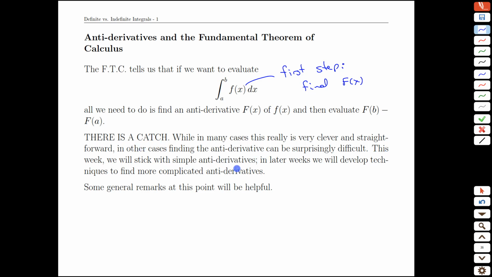For now, we're going to stick with simple antiderivatives, but even with more complicated techniques, this is going to turn out to be a hard first step. Starting with an f of x and getting an antiderivative is going to be surprisingly challenging. Harder on average, I would say, than taking derivatives.